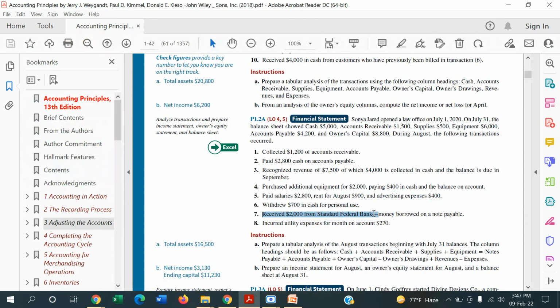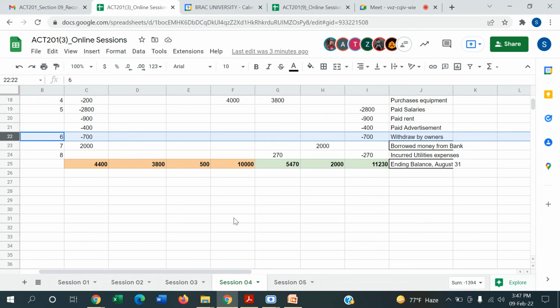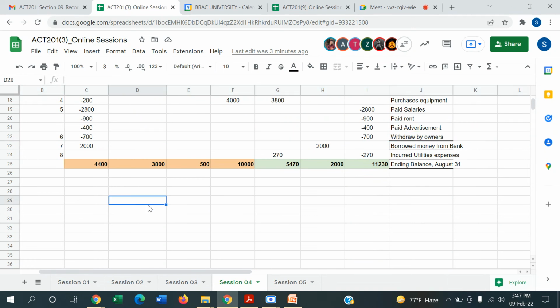Receipt of 2,000 cash from Standard Federal Bank. Money borrowed on a notes payable. That means this organization has taken a loan from the bank of $2,000, but they issued a notes payable. So we have found a new terminology. One of your friends already asked me what notes payable means. We are familiar with the terminology known as accounts payable. Now we need to know the difference between notes payable and accounts payable.